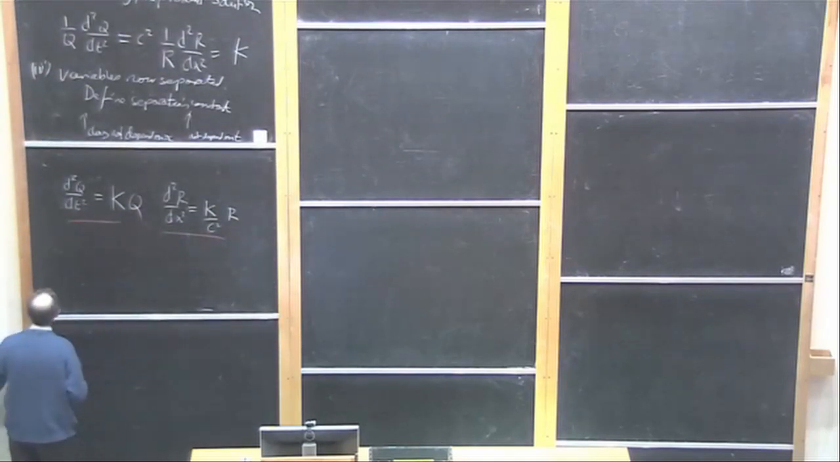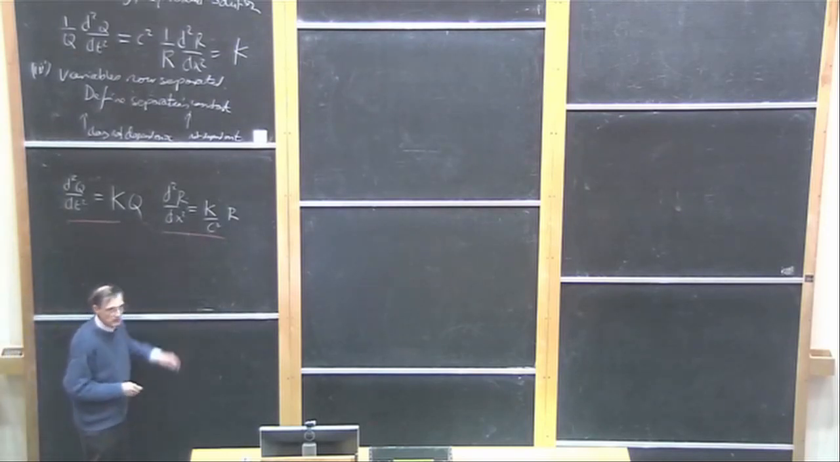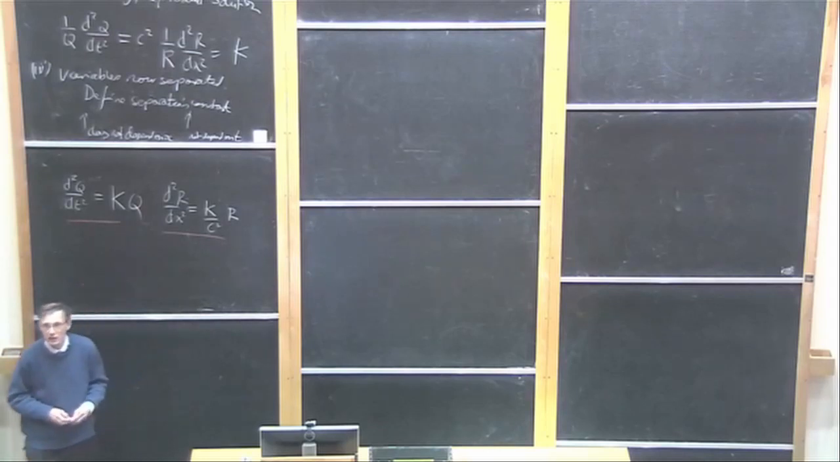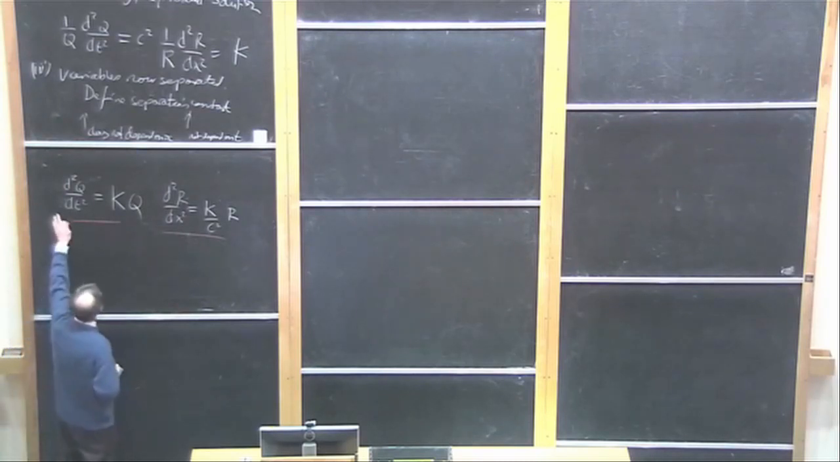We now have to choose a separation constant. I mean, we have to look at these equations and see what type of solutions they have for different values of the separation constant, and choose a separation constant that does what we want. So we know quite a lot about the solutions of this equation.